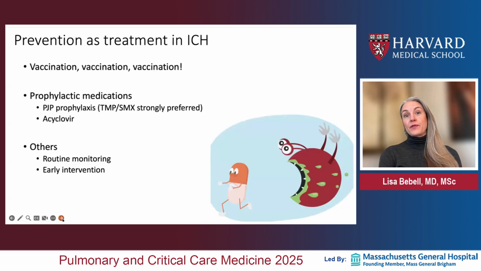I also want to remind you that prevention is really the best treatment in immune-compromised hosts. Ensure that all of your patients are vaccinated at the earliest time interval before their transplant to make sure that those vaccines have the greatest efficacy. Ensure that your patients are really on their prophylactic medications and taking them correctly. For PJP or pneumocystis pneumonia prophylaxis, Bactrim is strongly preferred. Atovaquone and dapsone can be used, but they tend to be less effective.